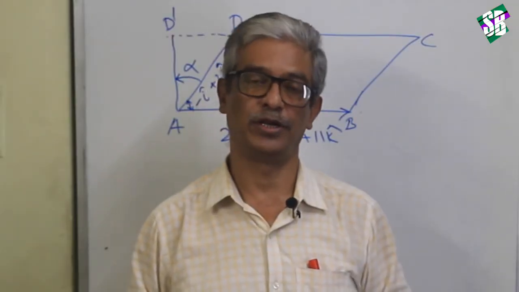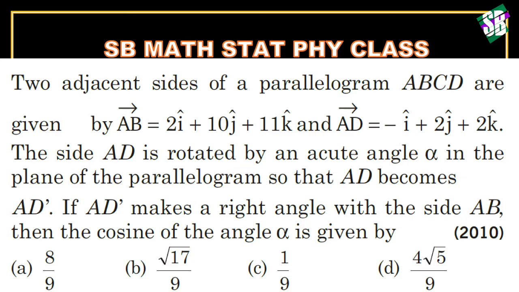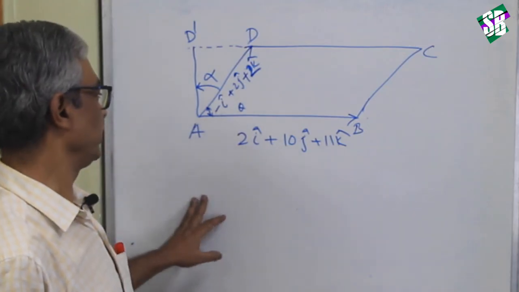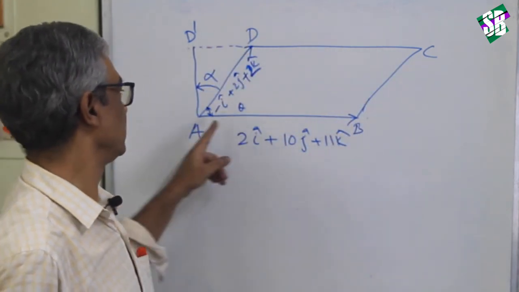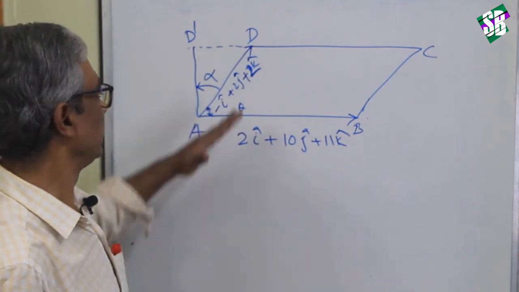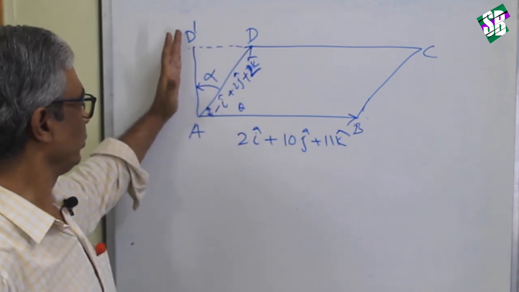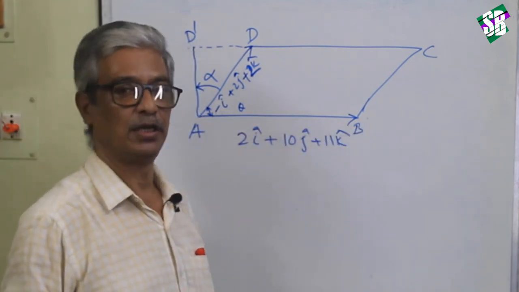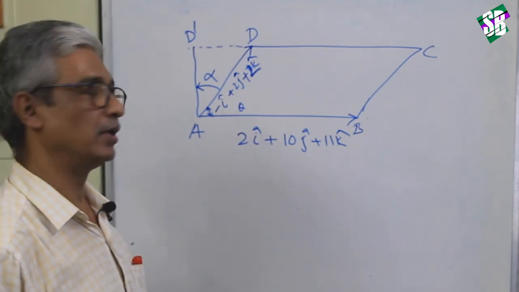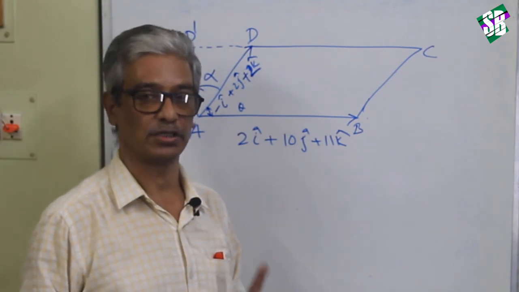Now take a look into the next question. The next question is appearing on your screen. The question is ABCD is a parallelogram. AB vector is given, AD vector is also given. AD vector is rotated through an angle alpha so that AD vector is perpendicular to AB vector. You have to find the angle alpha. Now, you have to find cosine of angle alpha, that is cos alpha.